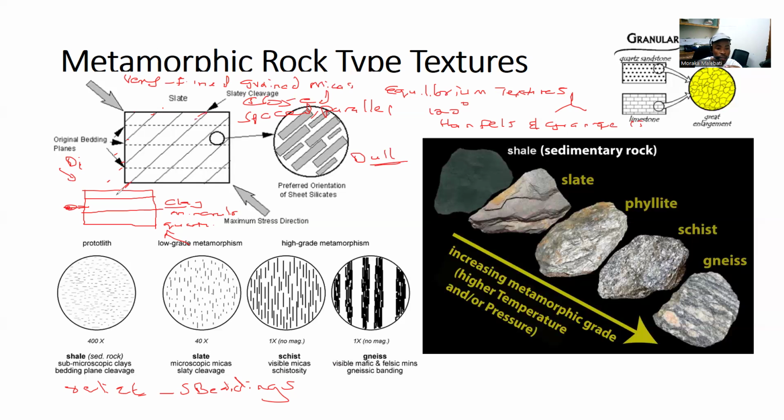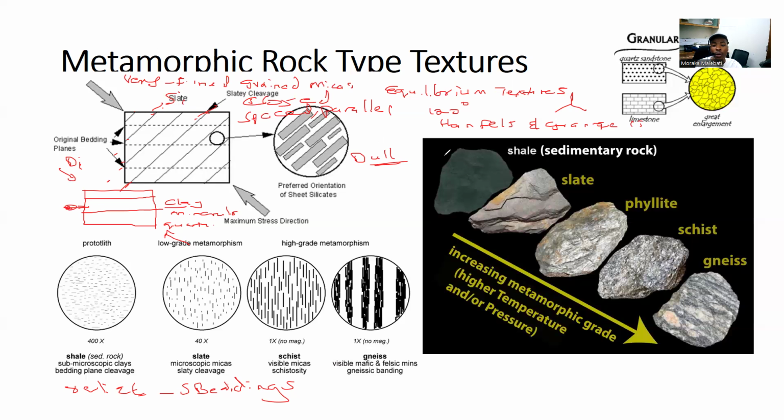Because this foliation was formed by the first deformation, we call it S1. You cannot see it with your naked eyes because your micas are very fine and very small. This foliation you cannot see; you need the usage of a microscope.